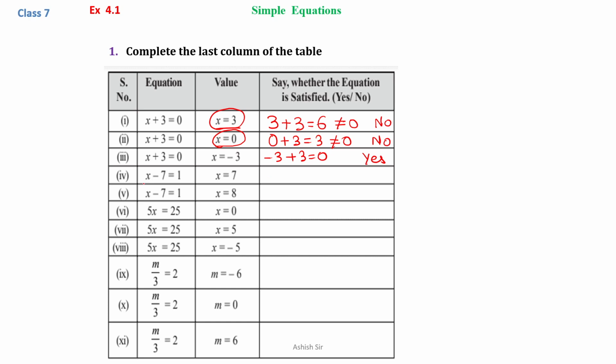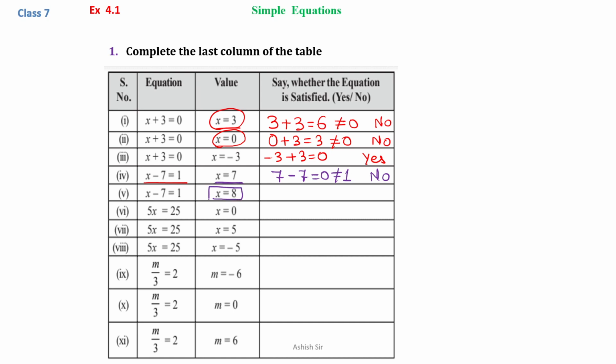In the same way, another equation is x minus 7 equals 1. We will put the value of x equal to 7. 7 minus 7 equals 0. It's not equal to 1. So we will say no, it does not satisfy the equation.